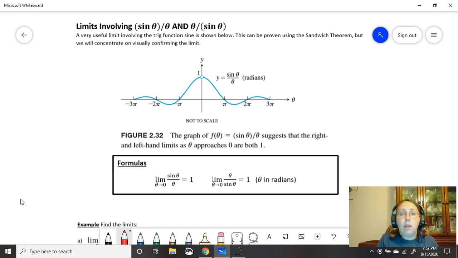Now notice we're interested in what happens as theta approaches 0. Any other case is a totally different question. So just be careful of that.